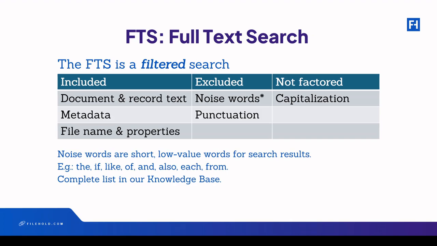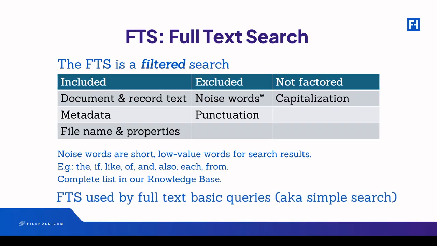Noise words are short, low-value words for search results. When I say low value, I mean they don't really help me to define the exact document. Some examples are the, if, like, of, and, also, each, from. All of those would be considered noise words and be excluded from a search. Now you have a complete list of those noise words in our knowledge base, and if you want more information on those, you absolutely can.